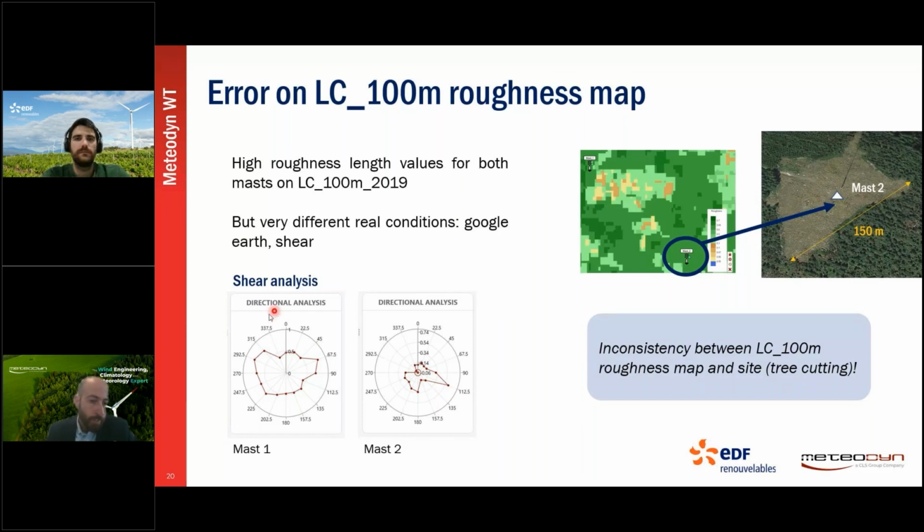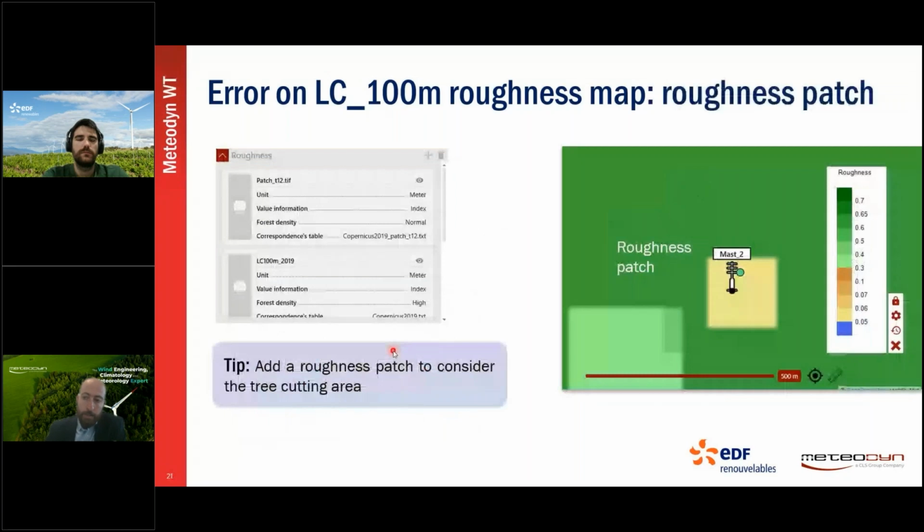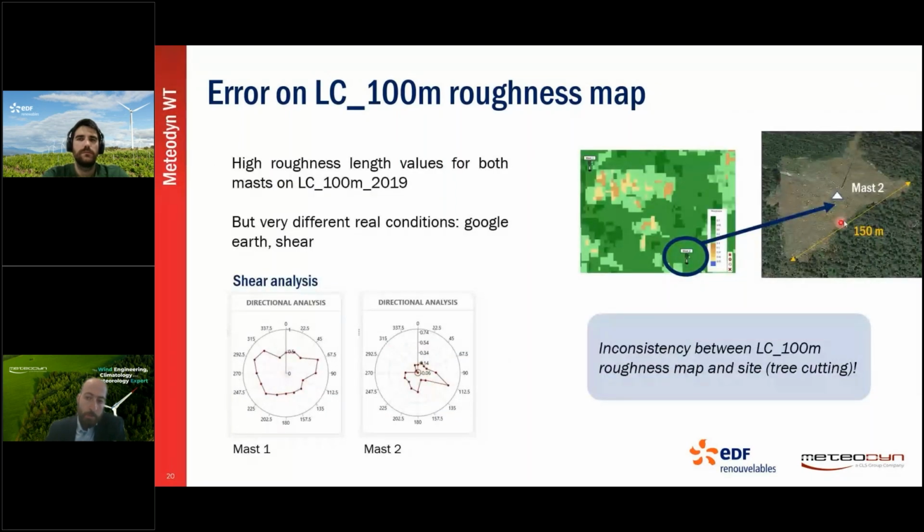So if we have a look here at the shear analysis, at mast 1 we have huge shear values, around 0.5 to 0.7. This is really representative of a high forest area. For mast 2, it's very different because we have values around 0.2, 0.1, which are more standard shear values without forest. And if we have a look at the image from Google Earth, we see that there is a significant tree cutting area around mast 2.